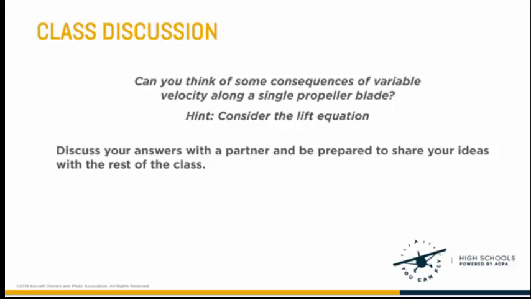So, read these and think about an answer to this. One of the things that we talked about was the elements of lift equation, that the variable velocities along the length of the propeller blade would create asymmetrical thrust. Varying velocity along the propeller would cause too little thrust at the root and too much at the tip. So this will put a bunch of pressure on the tip, distorting the blade and potentially bending or breaking it, which would obviously be bad.